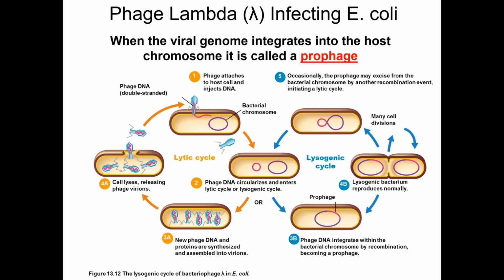Well, it all starts off the same. You get attachment, you get penetration, but for lysogenic viruses, they have to make a decision. Okay, so this is phage lambda. It's got a circular genome. It has to decide, well, am I just going to go through the lytic cycle, killing the host right away, or am I going to go dormant? Now, when I say dormant, I mean the virus will integrate itself into the host chromosome.